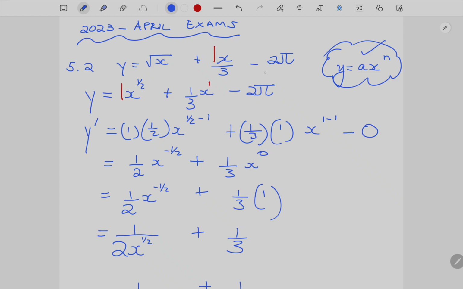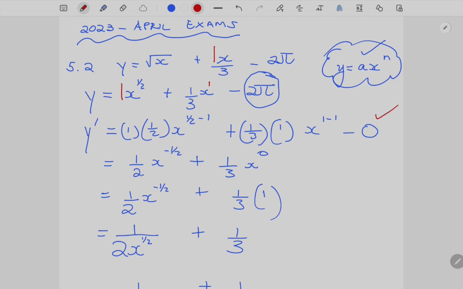Minus, remember, what is it that we need to differentiate with? We differentiate this function with respect to x. So what does that mean? If you can see the last term, this term has got no x next to it, it means this is a constant. So the derivative of a constant is equal to 0.